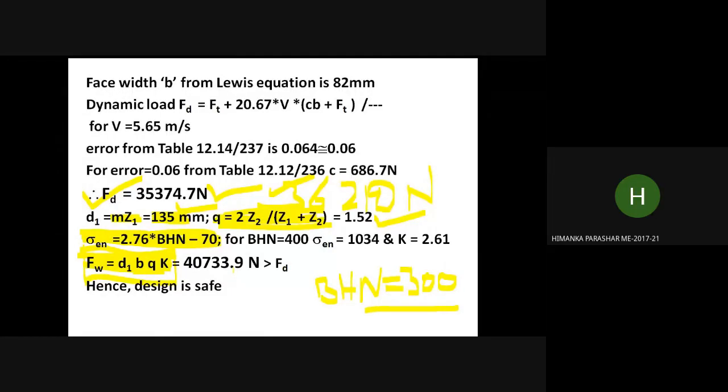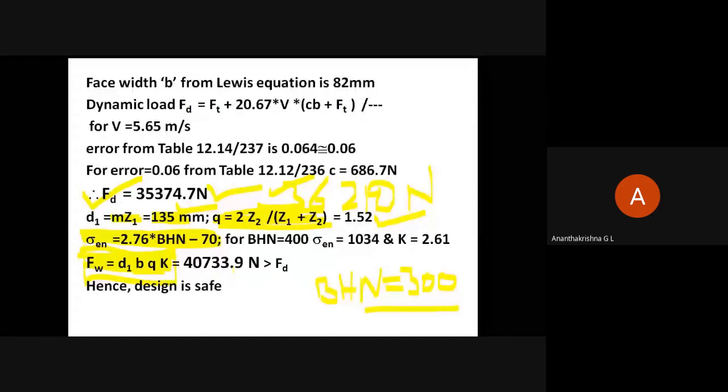Sir, BHN should be 300 or 200, sir? You start with 300. Let's see. Just try it first, because we need to do iterations here. 1 or 2 trials we need to do. So therefore, just try with 300. Get me the value of FW. Yeah, what is the value of FW?